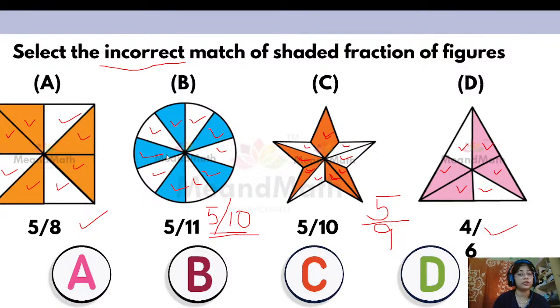And those who have said both B and C are incorrect, very, very good, right? So A and D are showing the correct fractions, but B and C are showing the wrong options, right? They're showing the wrong fractions over here. So that's great. Very good.